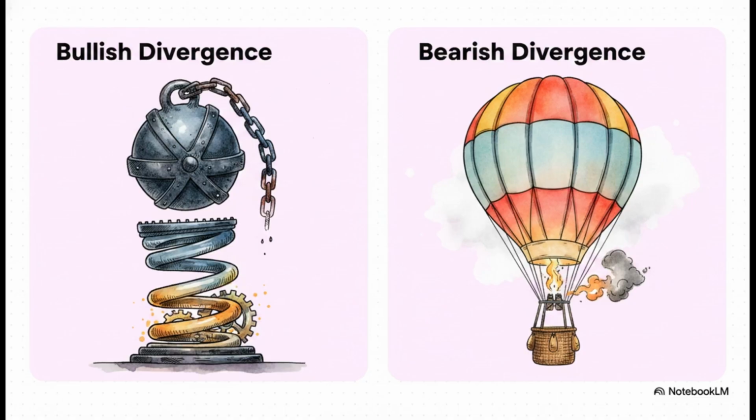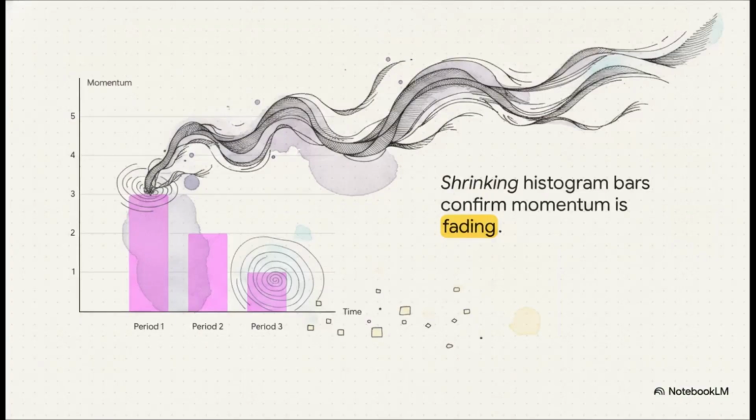It's like a hot air balloon running completely out of gas. And you can actually see this exhaustion playing out physically. Once that divergence forms, look closely at the histogram bars. When you see shrinking histogram bars, think of them like descending stairs. It confirms that momentum is literally bleeding out of the market. The current push is just running on fumes, and a reversal is starting to happen.